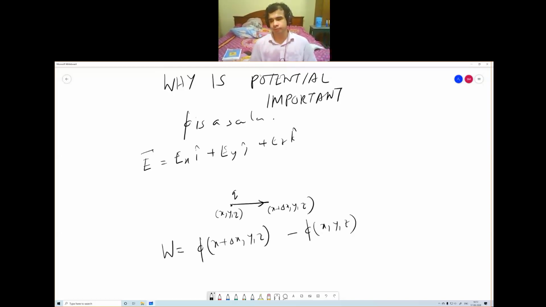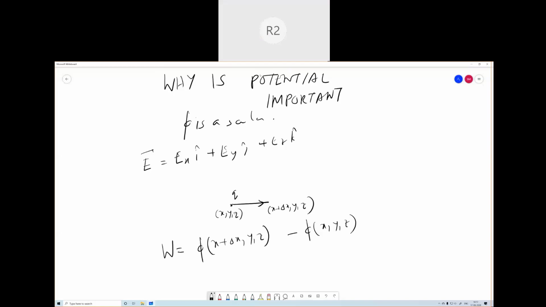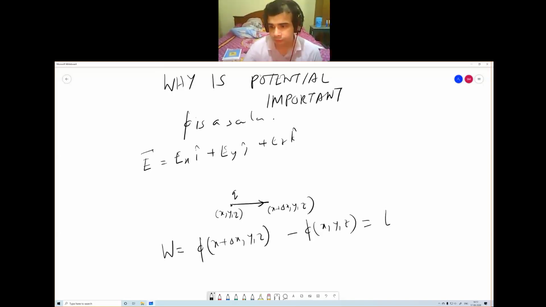Is it okay, from what we discussed just now? Yes, sir. But W is also equal to E dot ds, force times displacement. That is equal to, what is ds here? Negative, of course. Q is equal to 1 coulomb. What is ds?